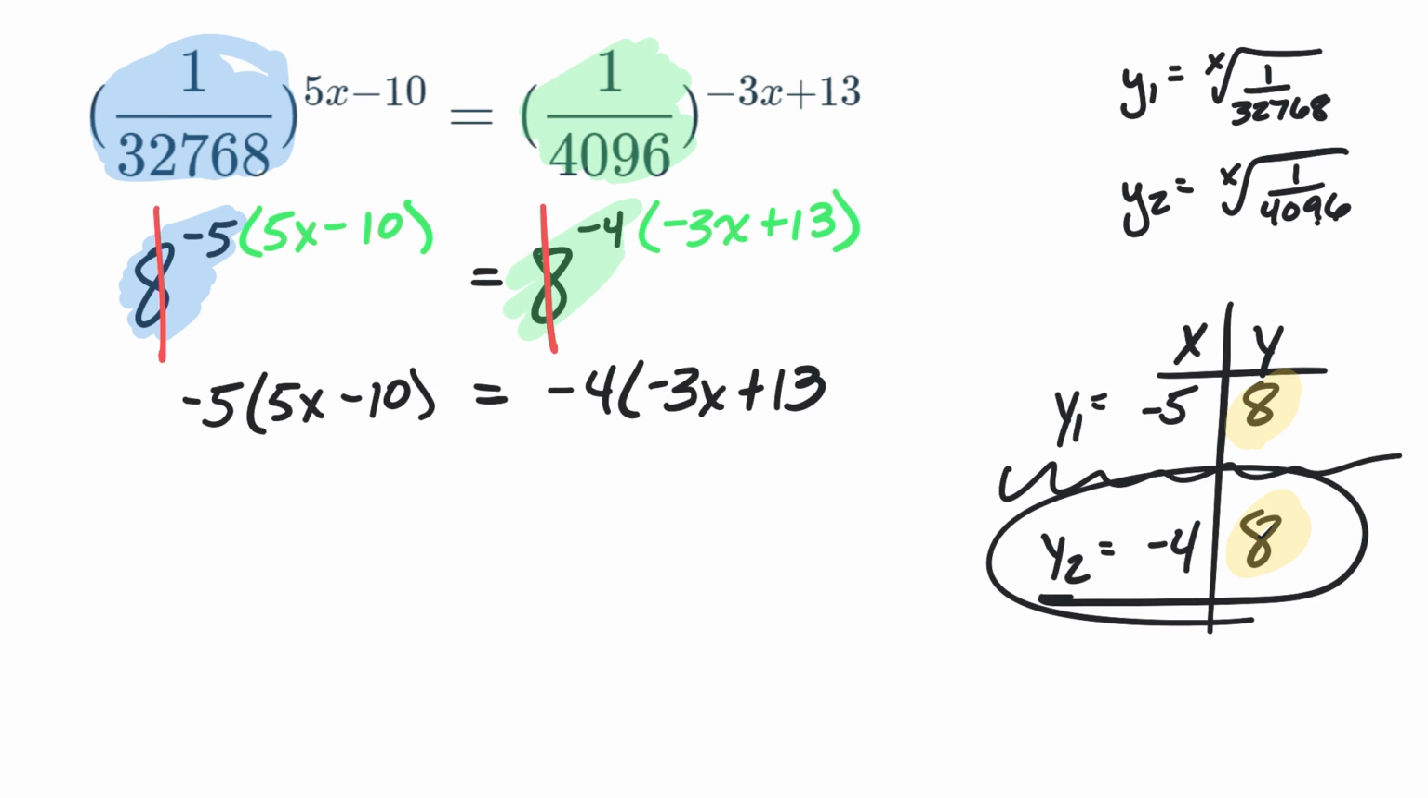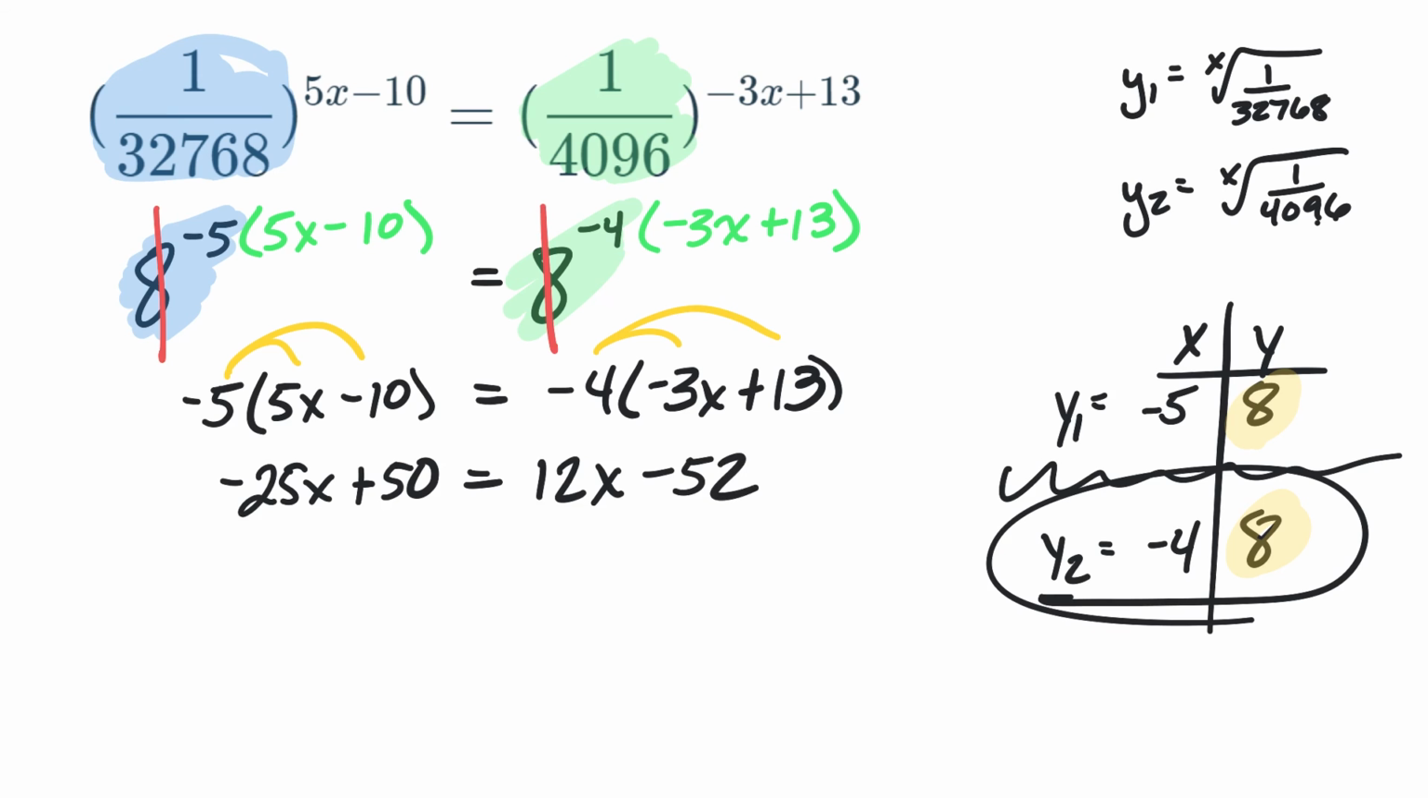And with that, I'm going to distribute -5 into each of those terms. -25x plus 50 and -4 times -3 is +12. -4 times 13 is -52.